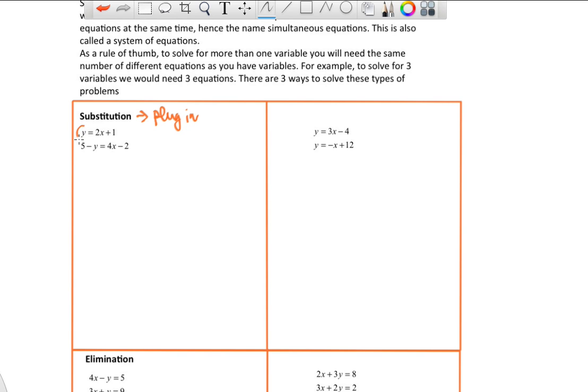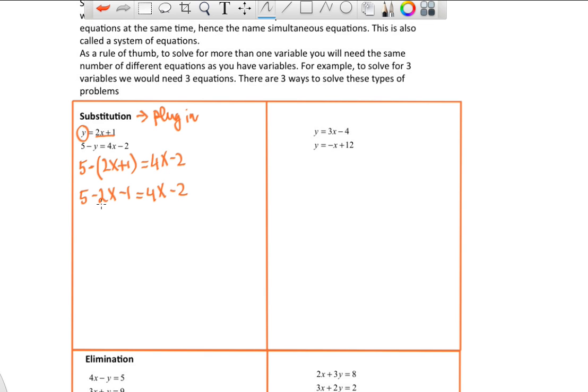Here it tells you that y is worth 2x plus 1. So instead of writing 5 minus y, you could write 5 minus (2x plus 1). And by plugging in, or by substituting, you now end up with something that only has one variable. Now it is on both sides, so we do have to solve it, but this you guys have done in the past. So distribute the negative.